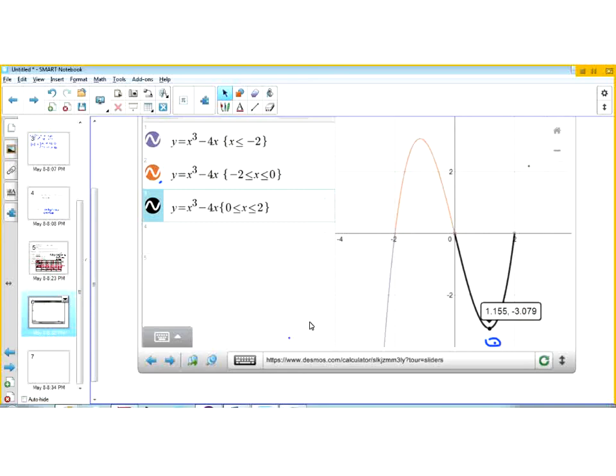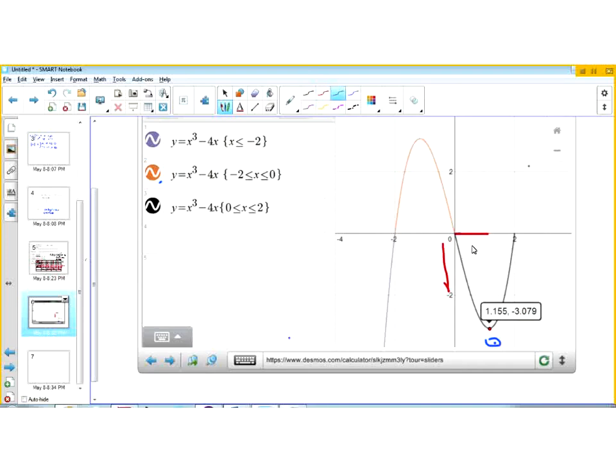So grab this graphic showing the local minimum. Now, how do we identify a local minimum? Well, if we go here and take note that as x ranges from, say, 0 to 1.155, right here, we notice that as x grows larger, f of x grows smaller and smaller, right? f of x ranges from 0 to negative 3.079.